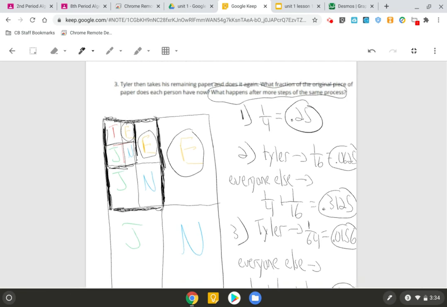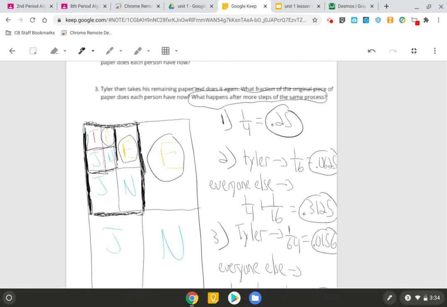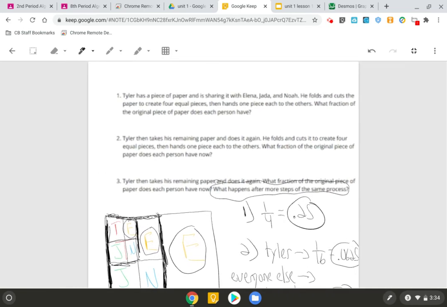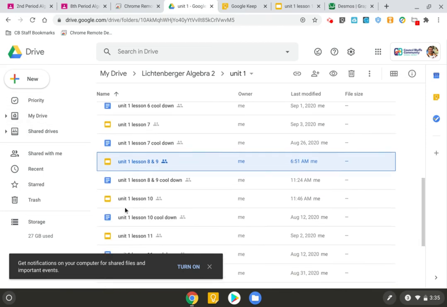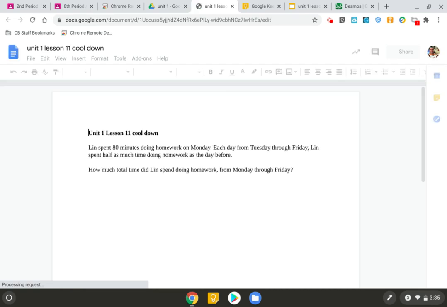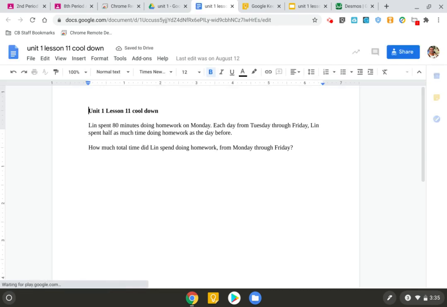Now, this situation right here is probably a little harder, actually is definitely a little harder than something that I would expect you to be able to do on a cool down or on a test item. Let's quickly take a look at the cool down for this lesson, just so you can see what I'm talking about.